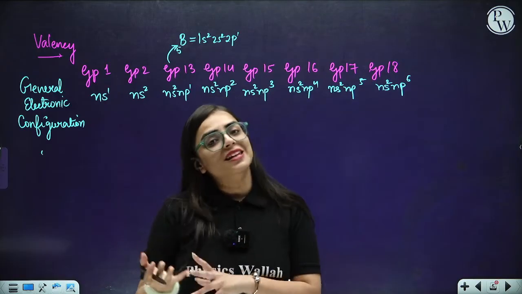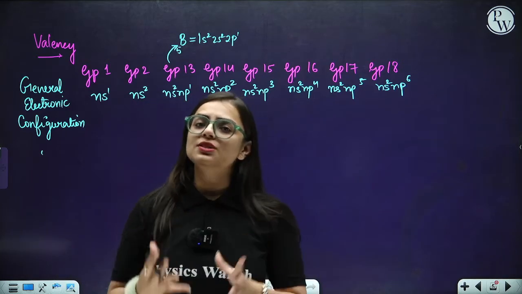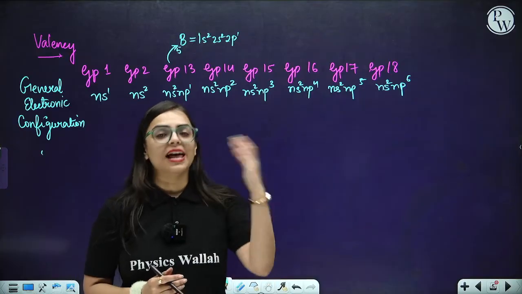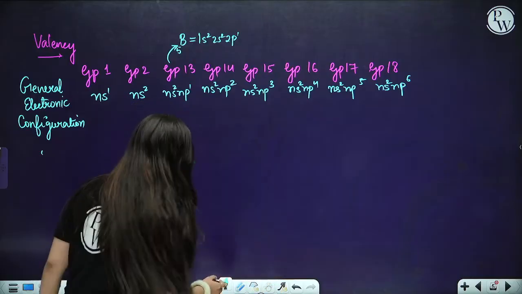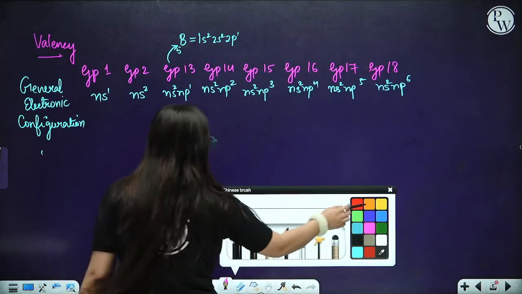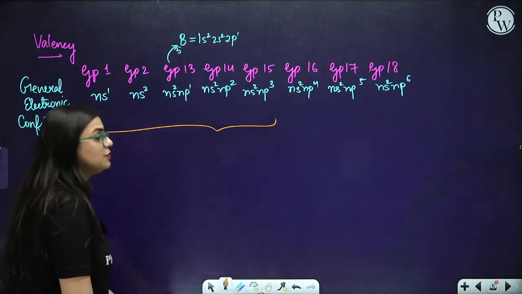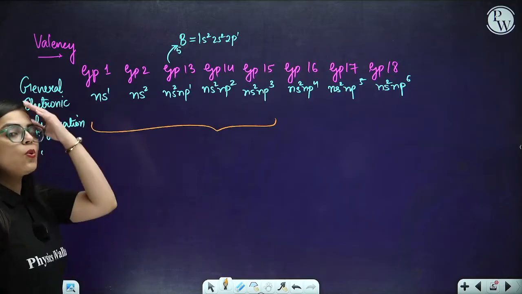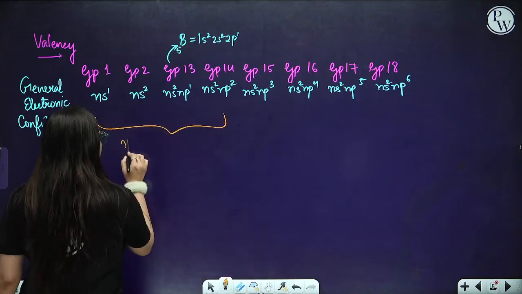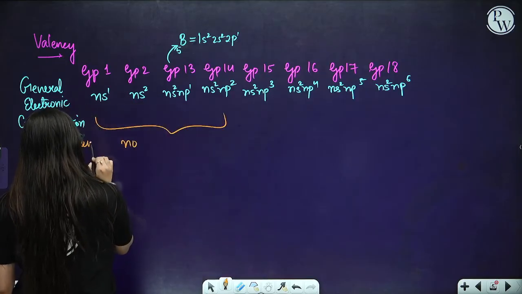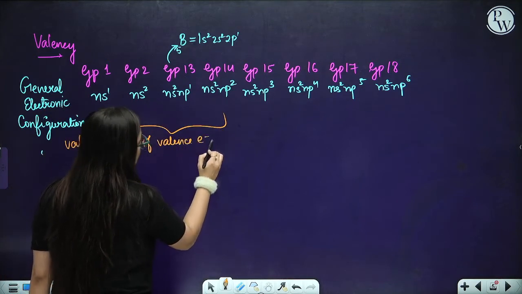Now what is the role of valency in this? I already told you, valency depends upon the electronic configuration as well as on the valence electrons. How are you going to calculate it? It is the number of valence electrons, or 8 minus the number of valence electrons. So see students, from group number 1 till group number 14, valency will be equal to the number of valence electrons, that means outermost shell electrons.